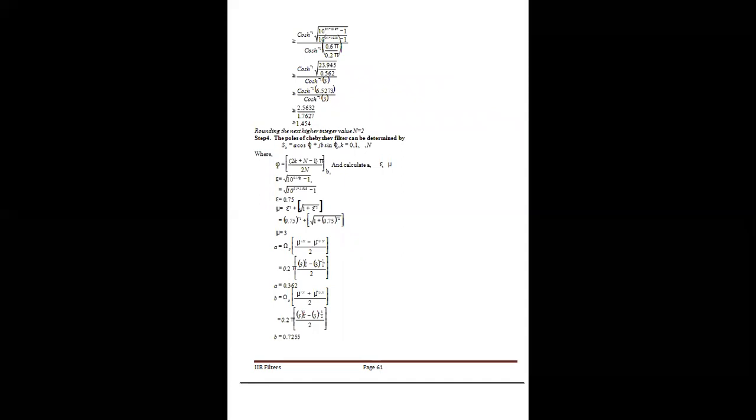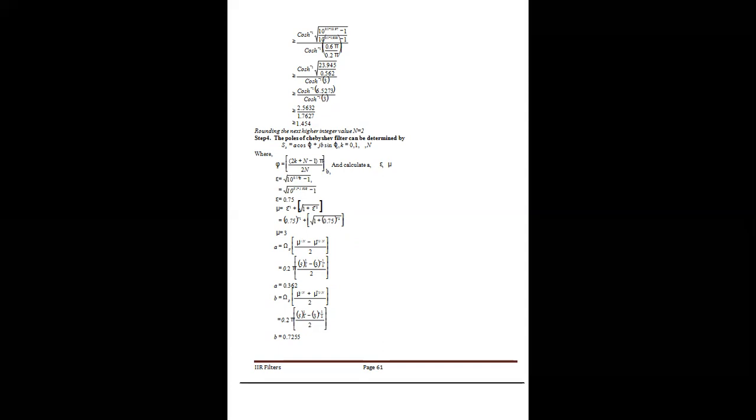We know the formula for calculating the poles: sk is equivalent to a cos φk plus j b sin φk, where k goes from 0 to N, where N is the order of the filter, so k is 0, 1 and 2. We have to calculate the value of epsilon and mu by using the formula, and φk is equivalent to the formula. By substituting, we get epsilon as 0.75 and mu is equivalent to 3.